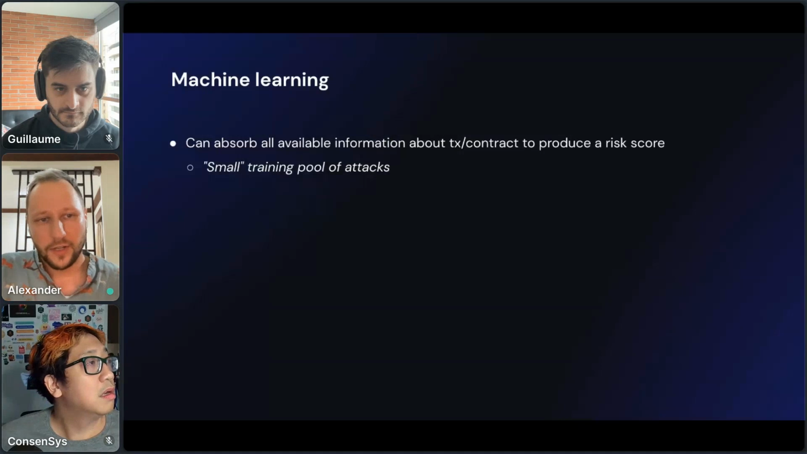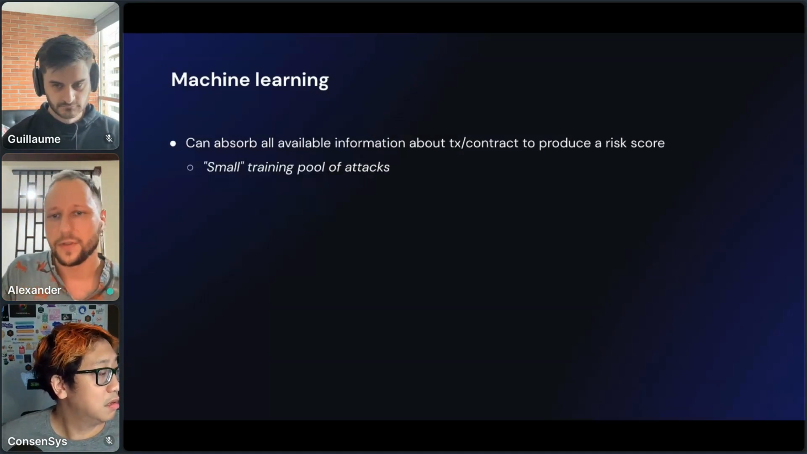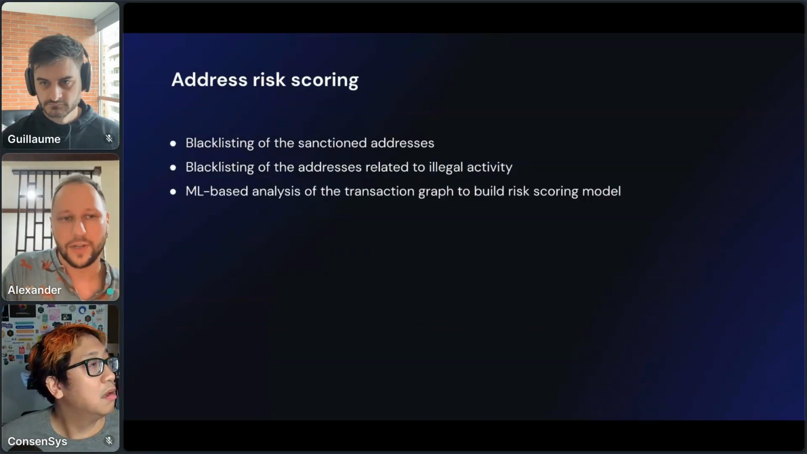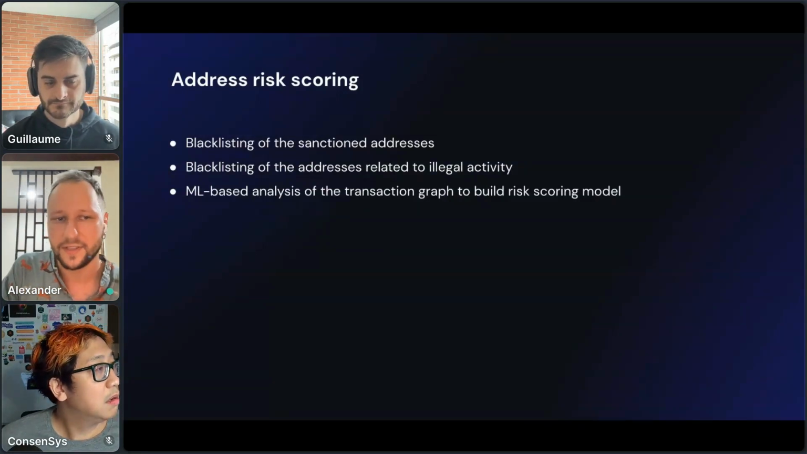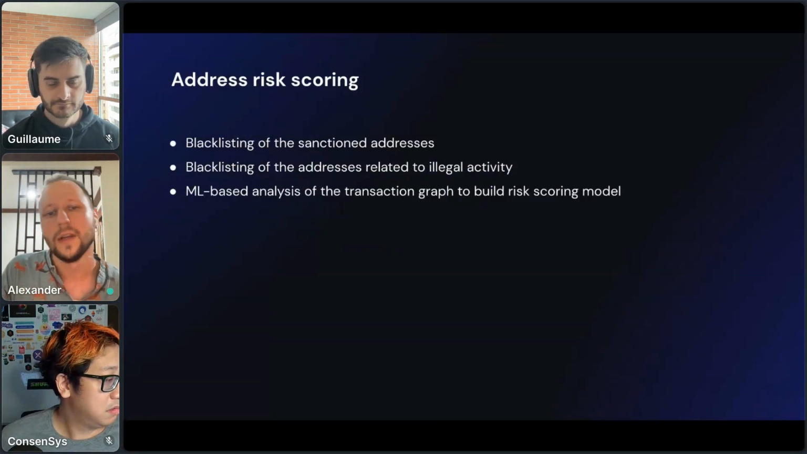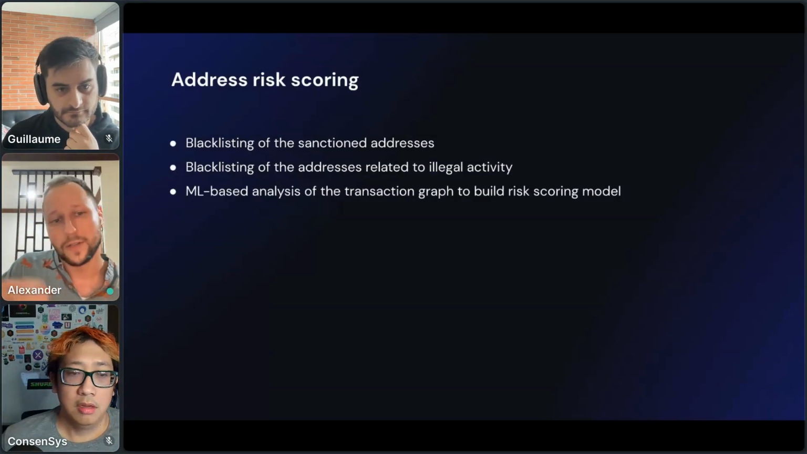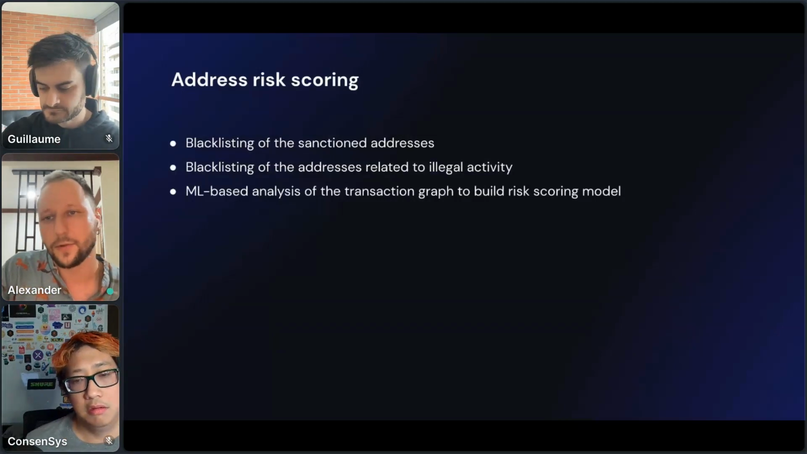Then one can use machine learning to absorb all available information about transactions and contracts to produce a risk score. We can also risk score all the addresses that we have in the blockchain. We can start with very simple measures like blacklisting of sanctioned addresses, or of addresses that are somehow related to illegal activity. And we could even go one step further to perform machine learning-based analysis of the transaction graph to build a risk scoring model.